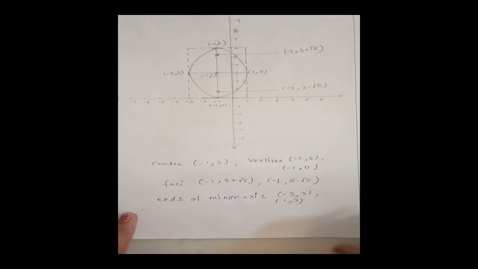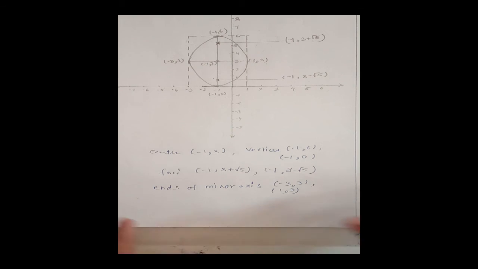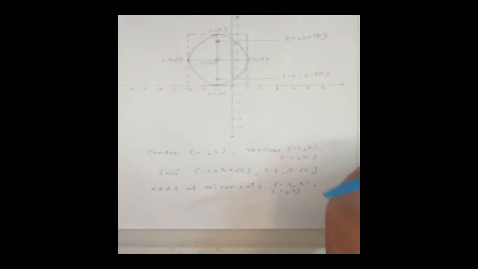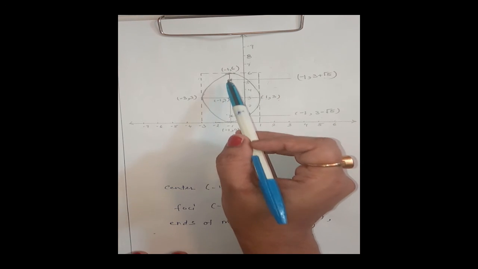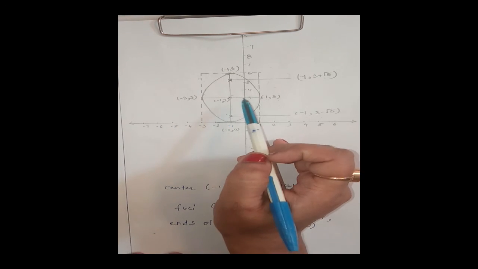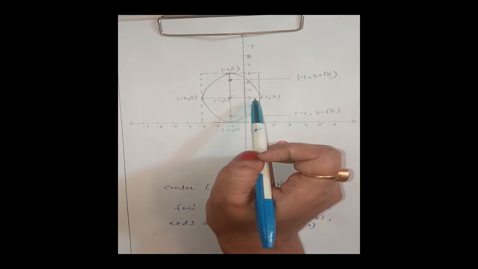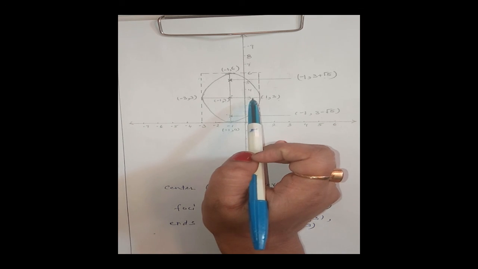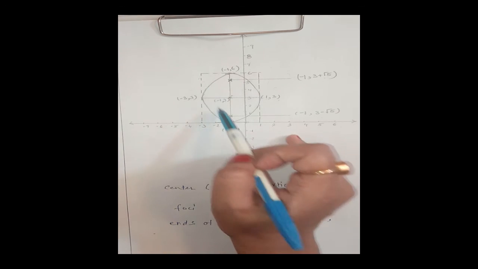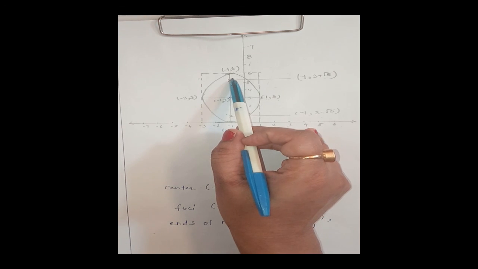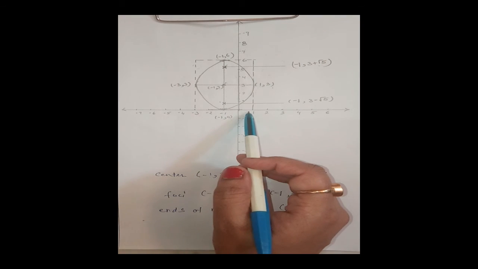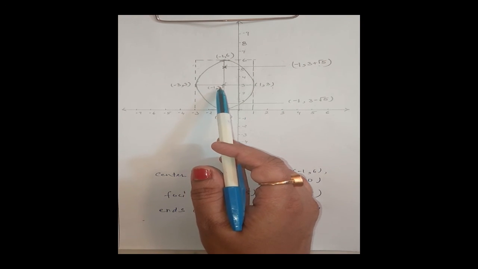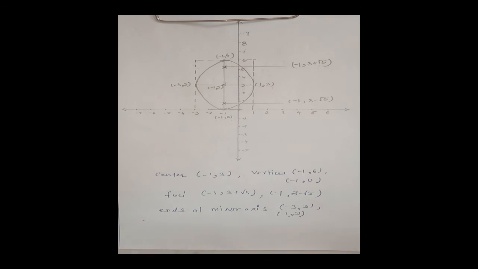Clear? First the center, then A units along the major axis to both sides and B units along the minor axis to both sides of the center. Then draw this box and trace the ellipse. Clear? That's how we will sketch the ellipse with center other than origin. Clear? Now that's it for this video.